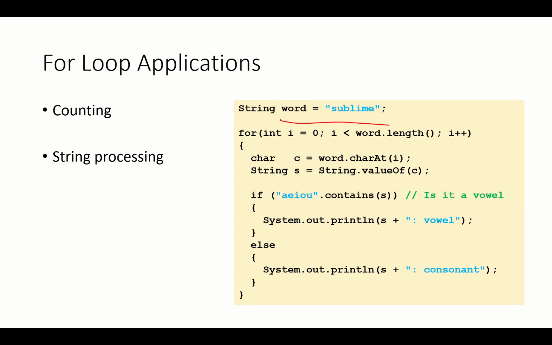First, we got this word, okay? Then we have a loop. What's this loop doing? 0 to word.length. What value will this method return? 8. Why is it 8?